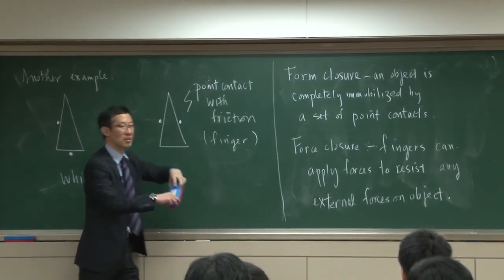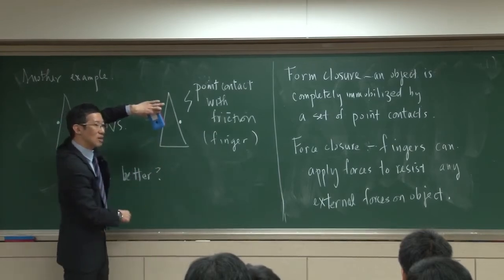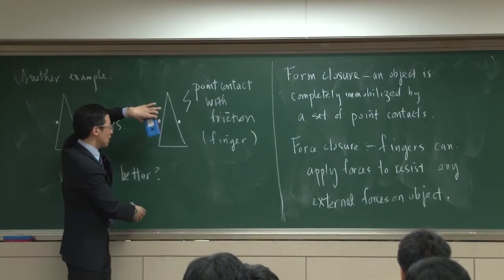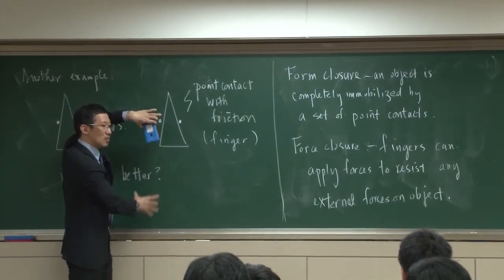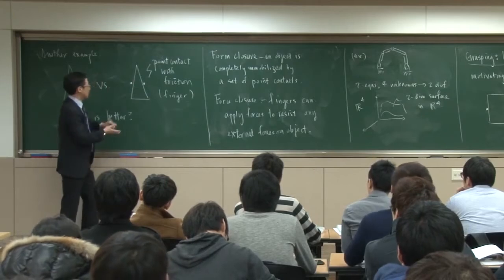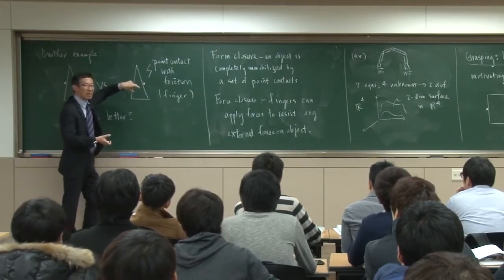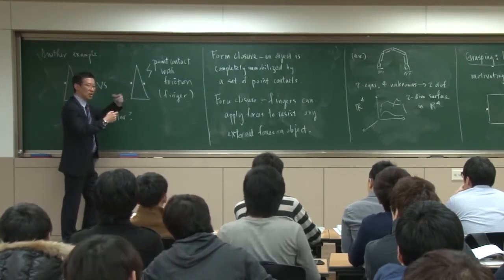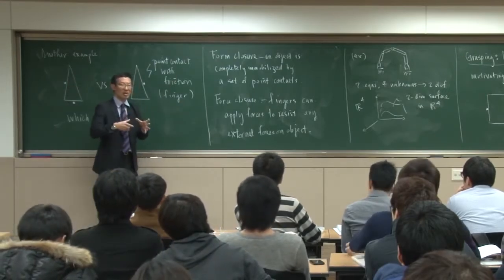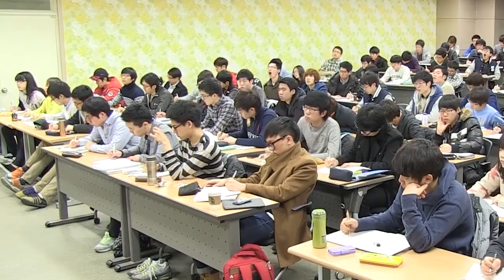So, here's the object. If I squeeze it hard, it's not going to fall. But if I just touch it very lightly, the forces might not be enough and it might just slip. So the idea is that I can immobilize it by applying strong enough forces, whereas in form closure, the object is always stationary.